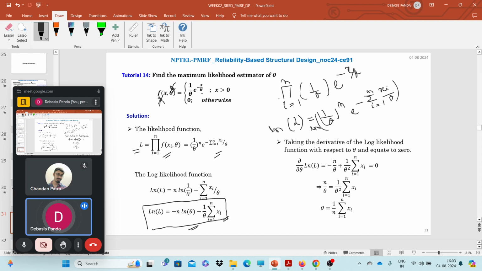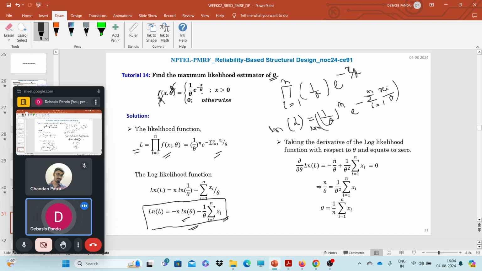Now what do you need to find out? The best estimator of theta. So for that, what do we need to do? We need to differentiate the log likelihood function with respect to the unknown parameter, which we are going to calculate, and equate it to zero. As simple as that. So let's do the task.